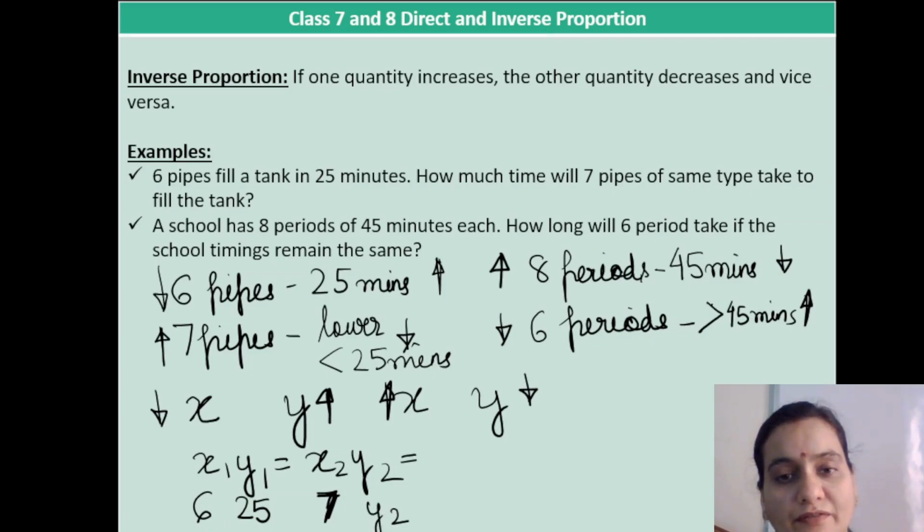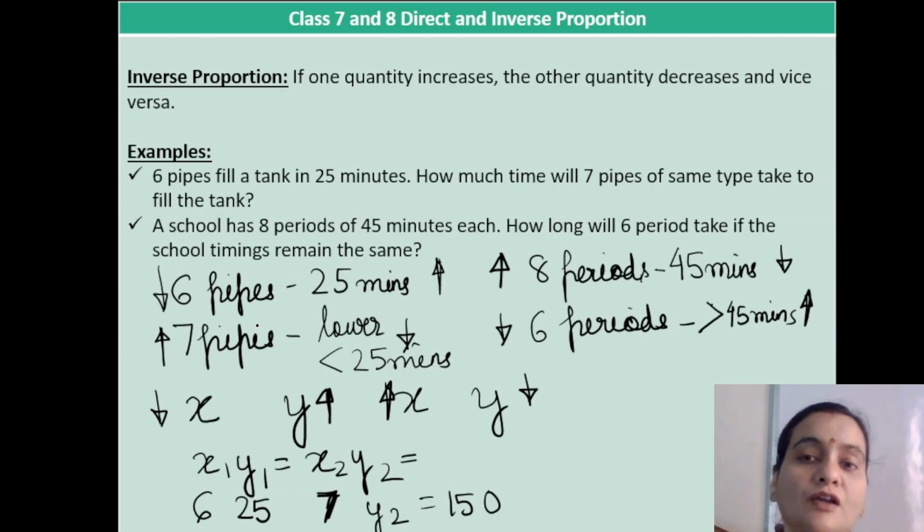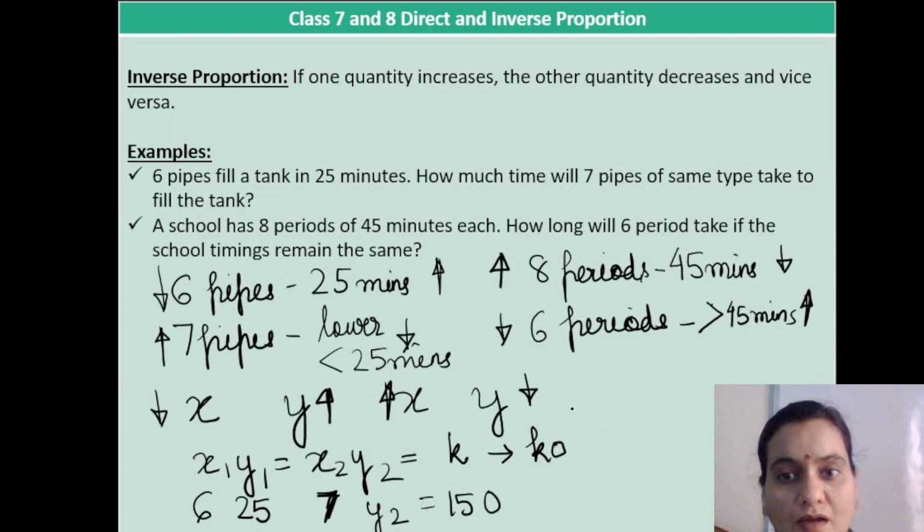What is 6 into 25 actually? 6 into 25 is 150, right? So 150 is a constant value. That product will remain constant no matter how much we increase or decrease the number of pipes, and accordingly the time taken for the tank to fill up increases or decreases. Whatever happens, the product will always remain constant, that is K. So K is the constant value which doesn't change.